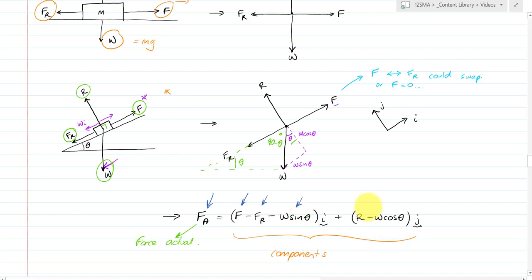And on the J component, and this should match out because it shouldn't be sinking into the ground, our normal reactive force is now equal to W cos theta, which is our component in the J direction. And there are our components, I and J.